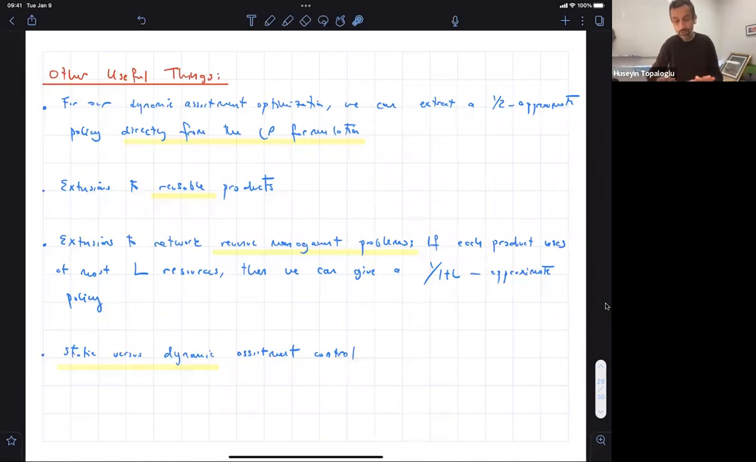And as far as I know, this is the only constant factor approximation policy for network revenue management problems when you do not go into asymptotic regimes or anything like that. So this doesn't require an asymptotic regime.